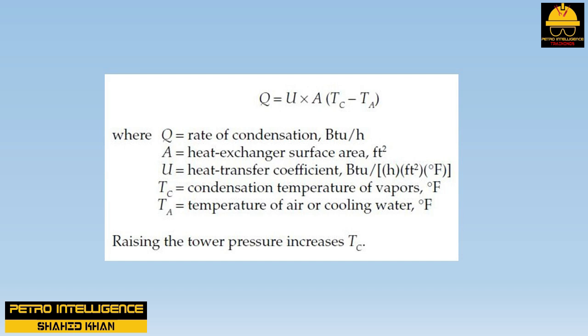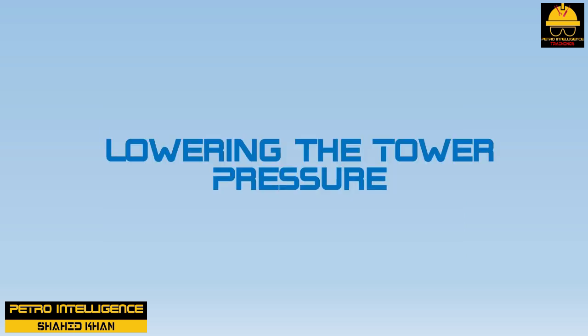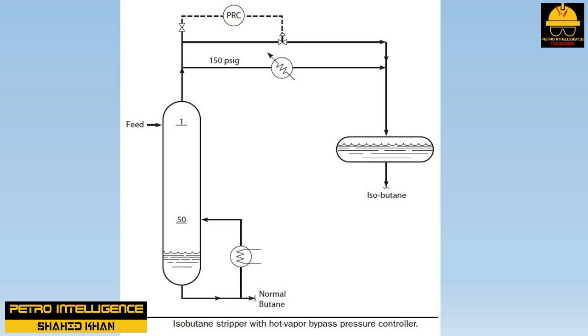Raising the tower pressure increases Tc. Lowering the tower pressure lowers it. In general, distillation columns should be operated at a low pressure. For example, the picture shows an isobutane normal butane stripper. This fractionator is performing poorly. A computer simulation of the column has been built.